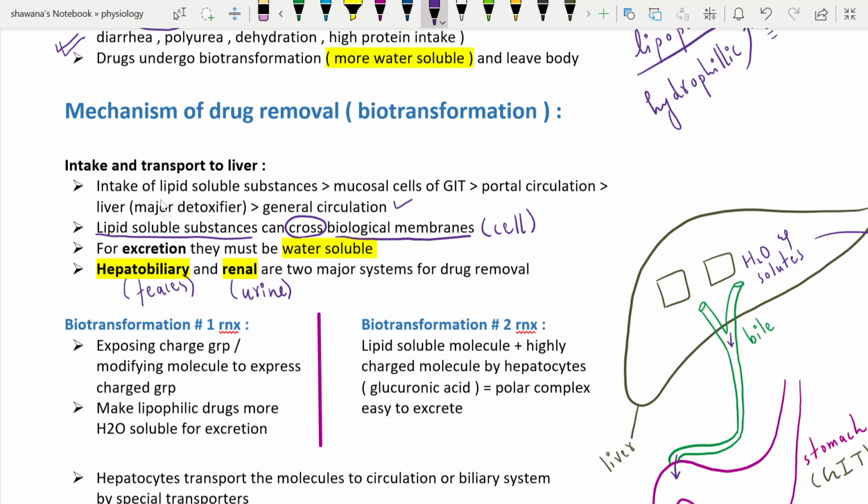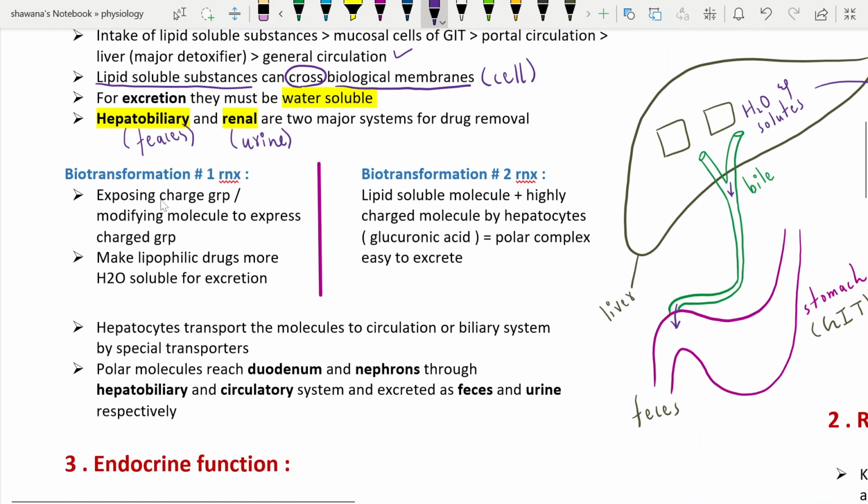These two are excretory mechanisms for drugs, not only for drugs but also other toxic materials. For example, food residues are removed by the hepatobiliary system, and urea, bile, and many other things are removed by the renal system. But as we are discussing biotransformation, there are two reactions, and they are separated on the basis of how the molecule became hydrophilic. First is the biotransformation one reaction.